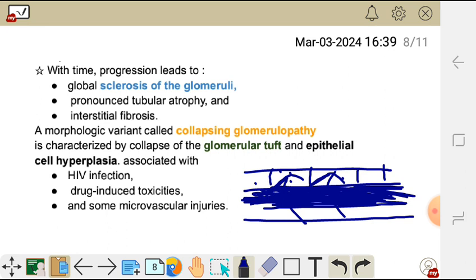But now in other secondary conditions, such as HIV infection and drug-induced toxicities, we also observe what we call collapsing of the glomerulus, which is called collapsing glomerulopathy. So that is also going to be observed.